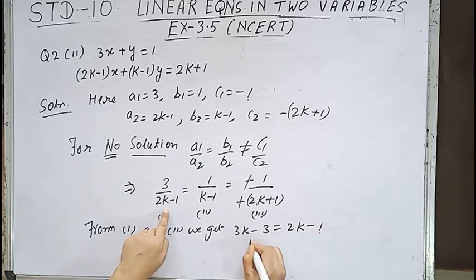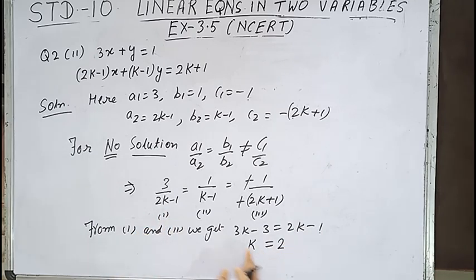Now thrice k minus 2k is k equals minus 1 plus 3 is 2. So k equals 2. Sorry, over here not equals to. So for k equals 2, the given system of equation have no solution.